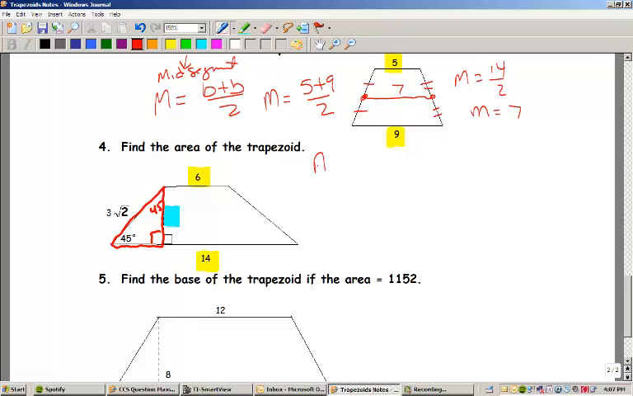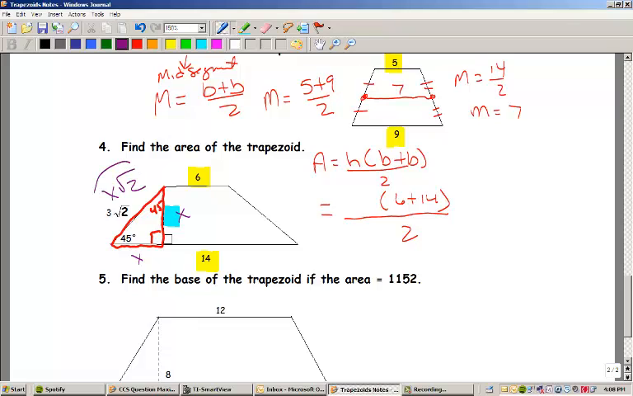So let's start with the formula. A is equal to height times base plus base divided by 2. The height is not given to me, but my bases are 6 and 14 divided by 2. Now let's talk about this triangle in the corner. How do the three sides relate to each other? Across from the 45 is x, across from the other 45 is x, across from the right angle is x root 2. This is the side that's given to me.